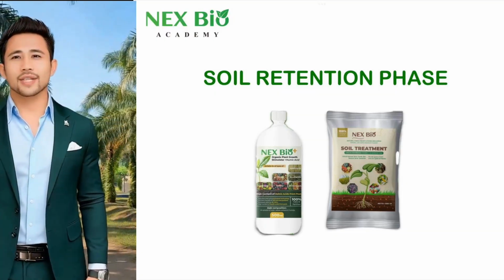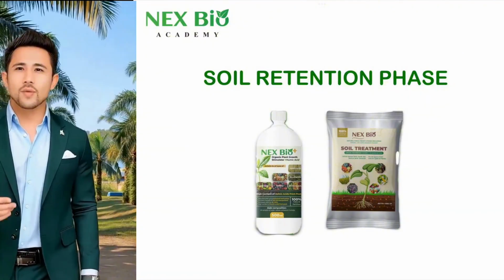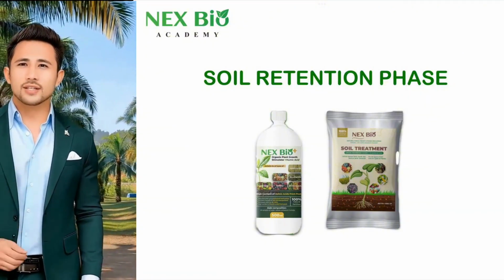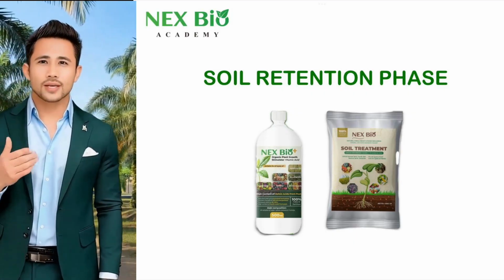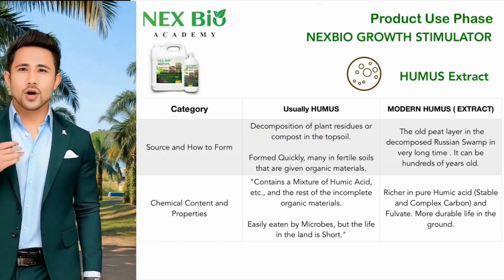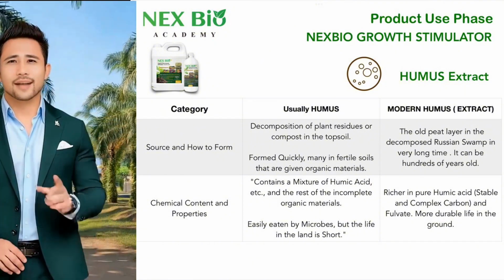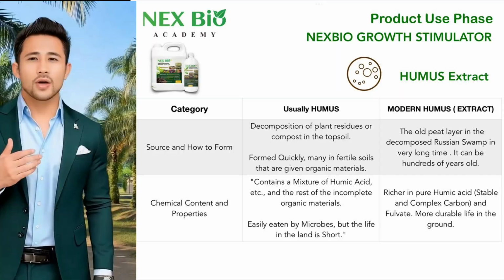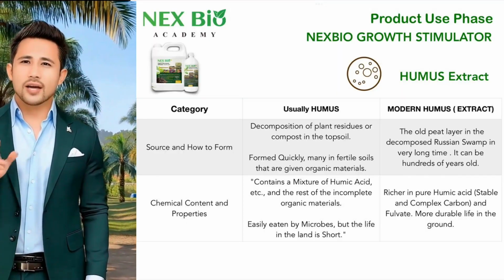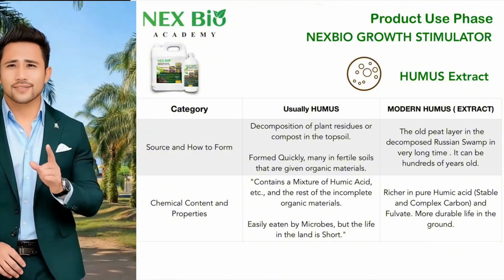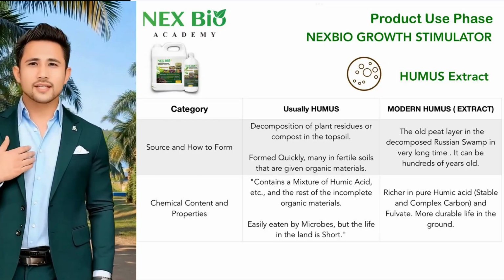First we talk about the soil retention phase, or the land improvement phase. In this phase we have two products. The first is the Nexbio growth stimulator and the second is Nexbio soil treatment. First I want to tell you about the Nexbio growth stimulator. Nexbio growth stimulator is an extract of humus. As you know, there are two categories. The first is ordinary humus and the second is modern humus that we call Nexbio growth stimulator. This is extract humus, okay?